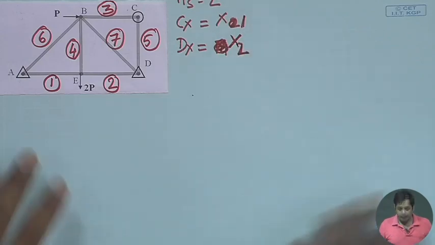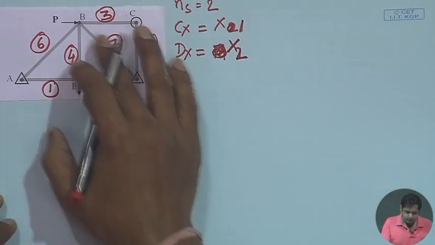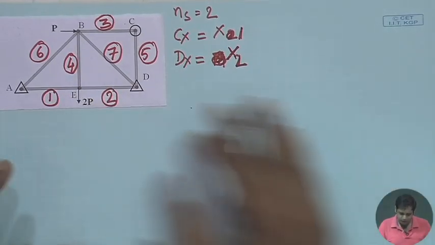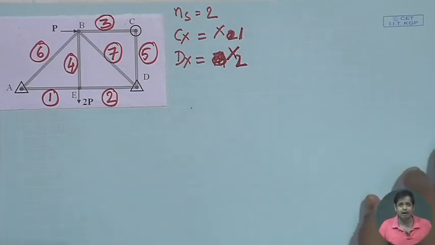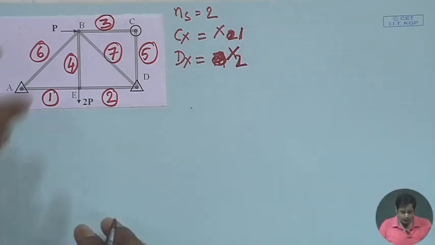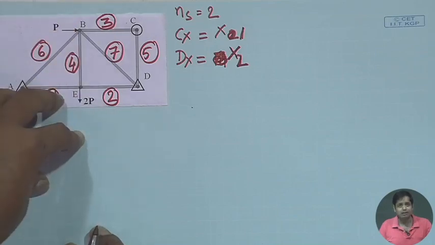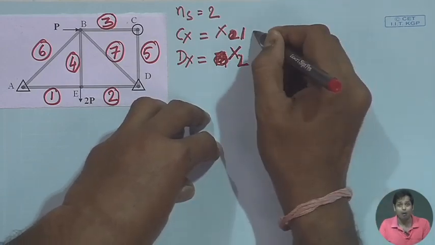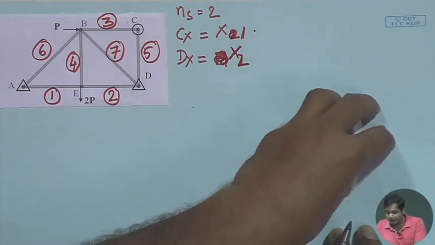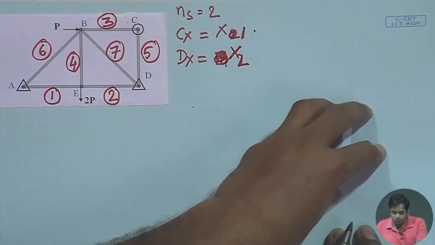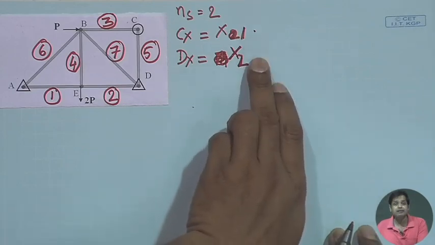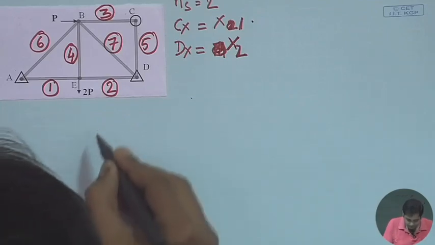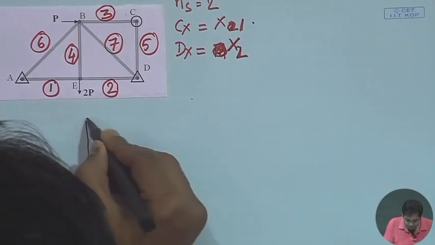Now, the next step is we need to divide the structure into primary structures, and how many primary structures can we have here. The first is the primary structure subjected to the external load, then another is the primary structure subjected to X1, the first redundant force, and the third is the primary structure subjected to the second redundant force, that is Dx, which is X2. So, we have 3 primary structures.